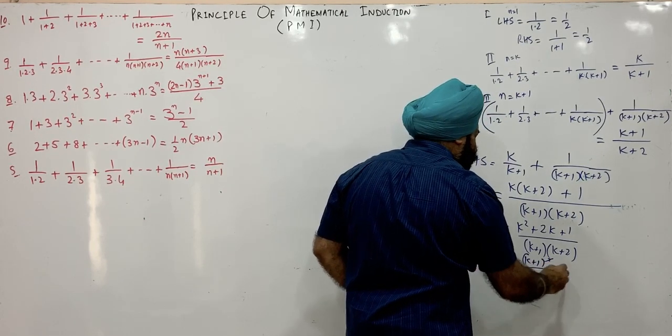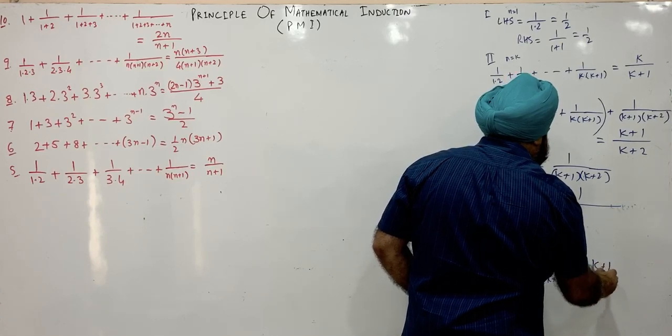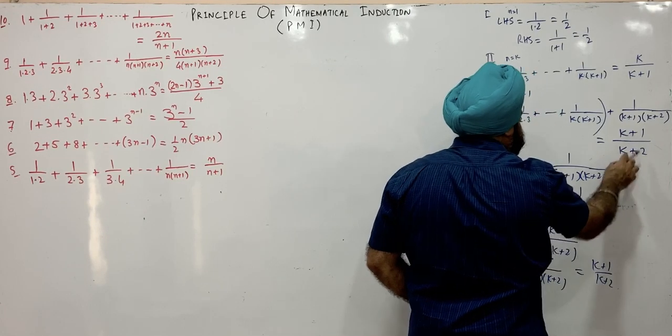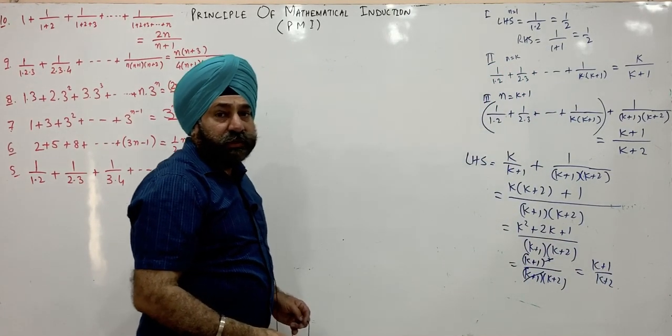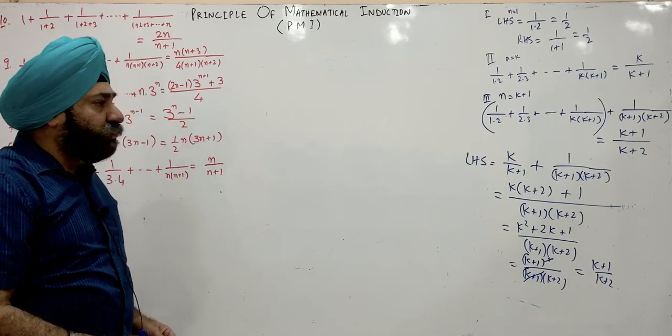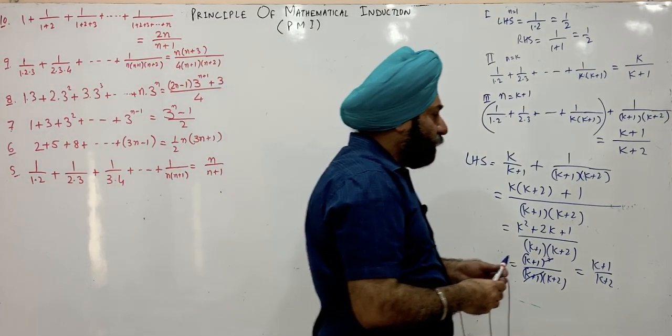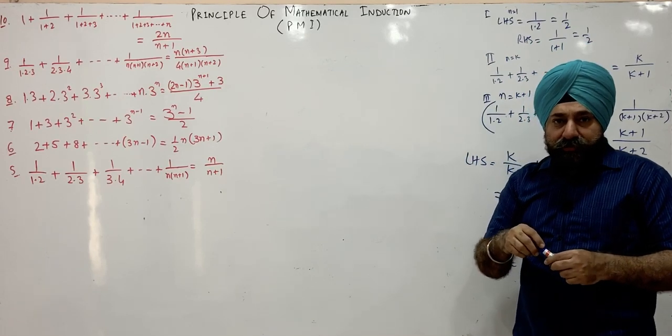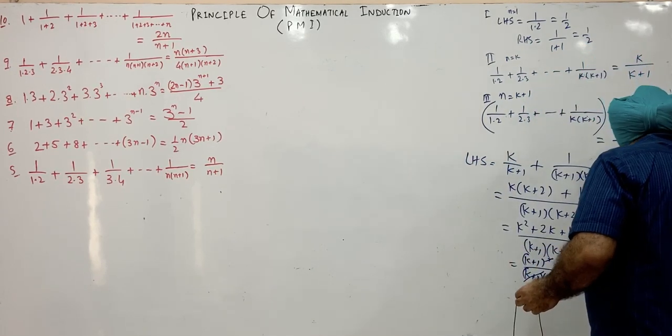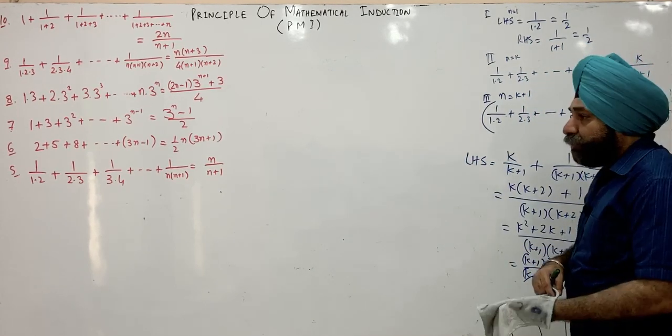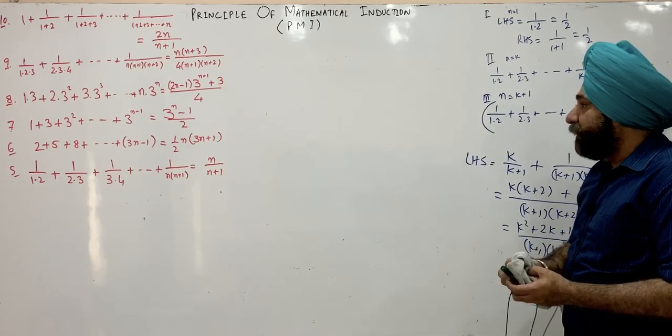This is k plus 1 into k plus 2. k plus 1 will cancel out. So this is k plus 1 upon k plus 2. This is equal to the right hand side. So we can say therefore the result is true for n is equal to k plus 1. So therefore by principle of mathematical induction, the result is true for all n which belong to set of natural numbers.